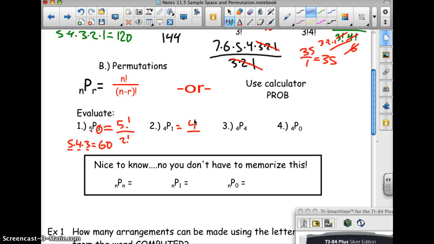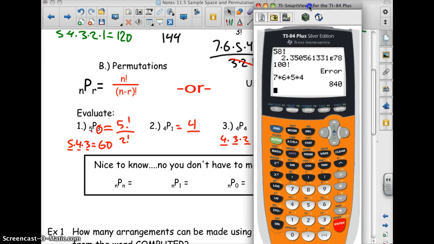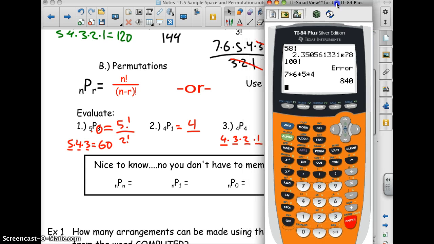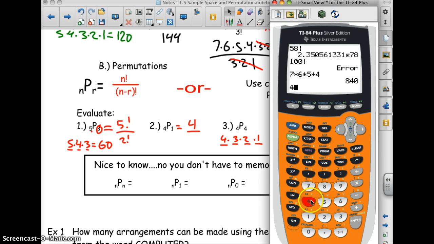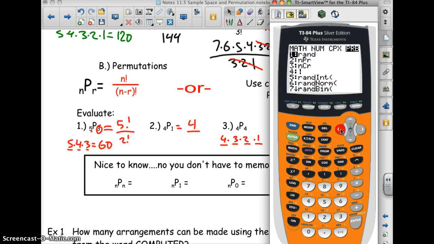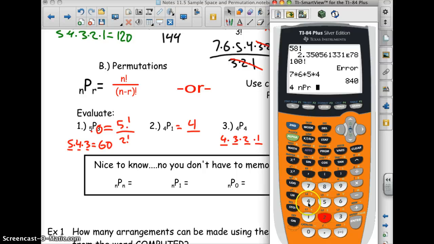4P4, I'm going to have all 4 slots, 1, 2, 3, 4, right? 4 times 3 times 2 times 1. Okay, and I'll show you what that's going to be. I think you remember 4 factorial is 24. Let me show you that it's equivalent to doing it with the calculator. 4, MATH, PRB, nPr, and then 4. So that's how I do 4P4 with the calculator, and it gives me the 24.